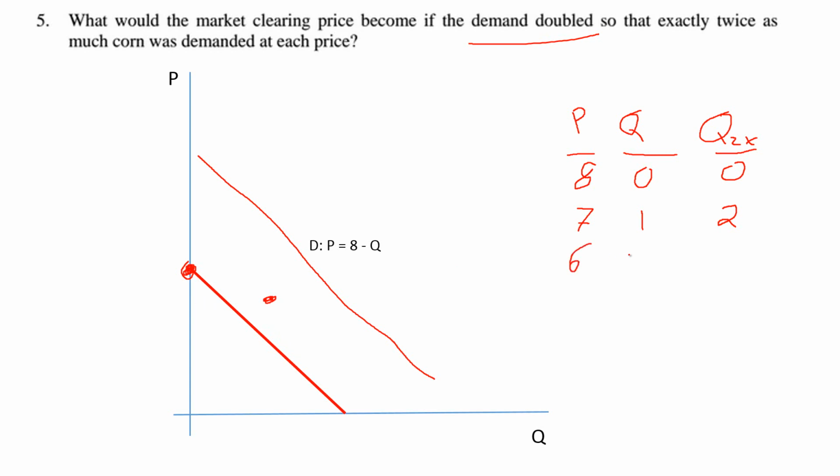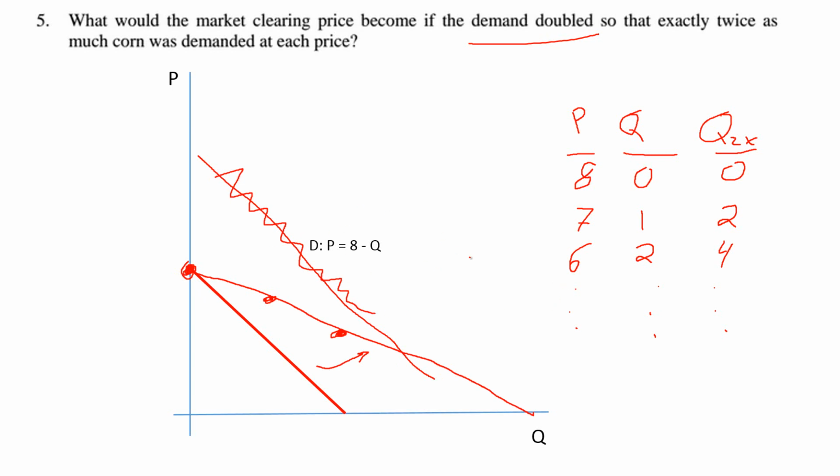At a price of 6, quantity demanded under the original demand curve is 2. Double that is going to be 4. Something out like this. And if you continue this down, what you end up seeing is that the curve, again, because the intercept is the same, looks something more like this. Rotated counterclockwise about that intercept. The intercept does not change. And that's the big thing here that makes this incorrect.